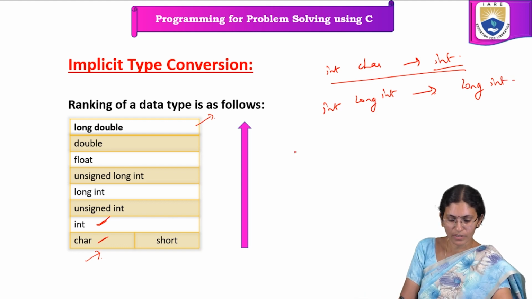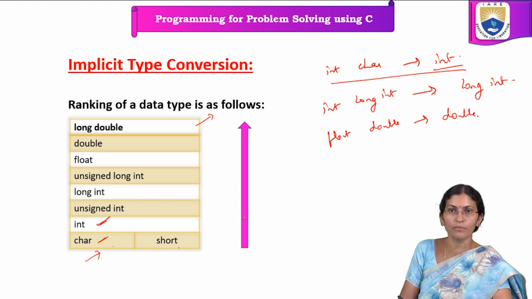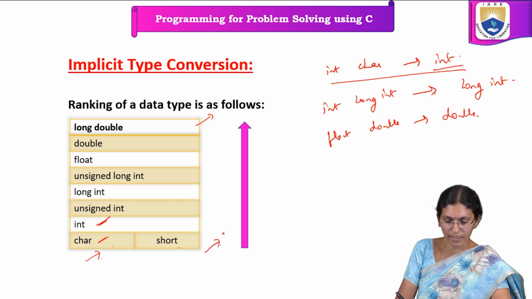If you perform any arithmetic operation between float and double, the output will be double. In this way, we can understand the rank of the data types. Here character and short both stand at lower rank, whereas long double is at higher rank.